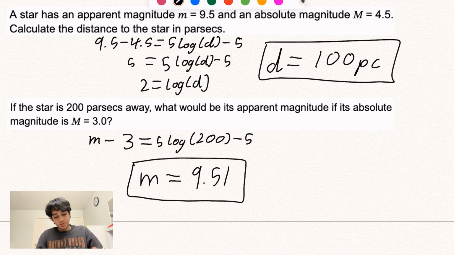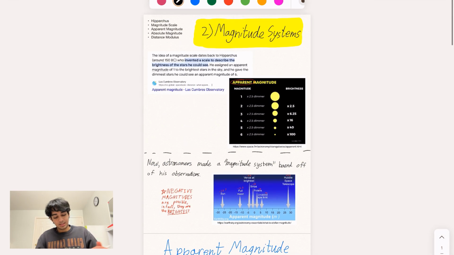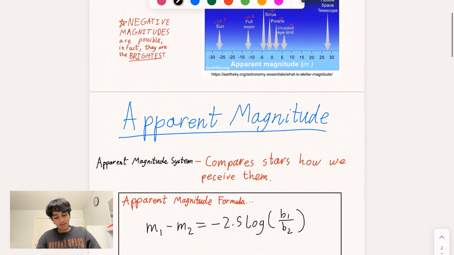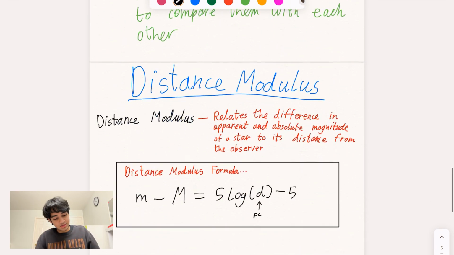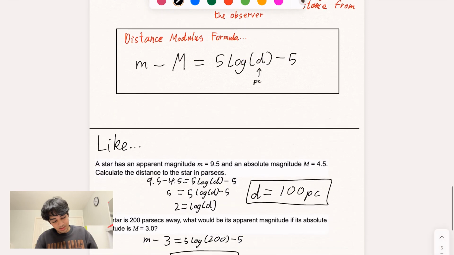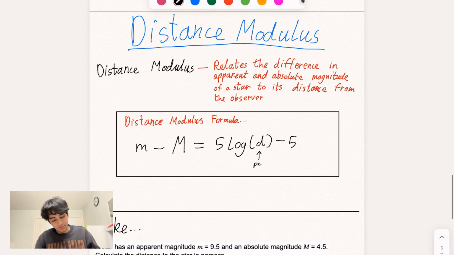So we talked about the magnitude systems, how it came to be, the difference between apparent and absolute magnitudes, and the distance modulus that relates the difference in apparent and absolute magnitude to the distance from its observer.